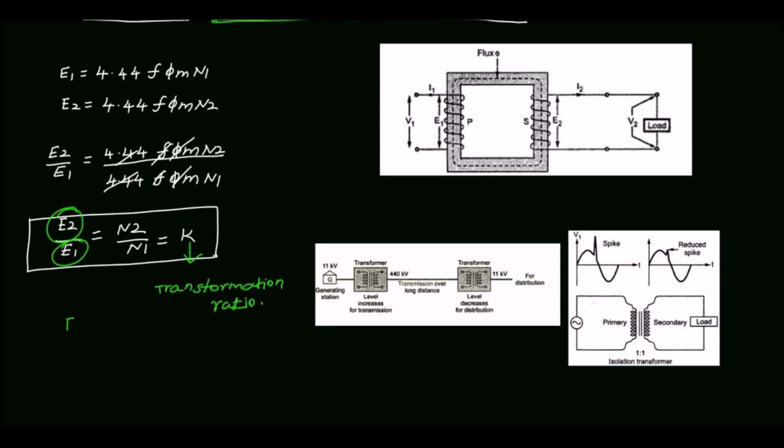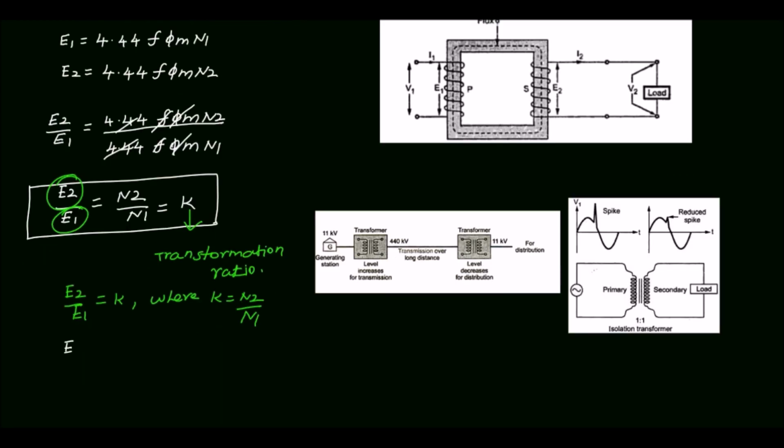So from this we can write E2 by E1 is equal to K, where K is equal to N2 by N1. So from this, E2 is equal to K into E1.